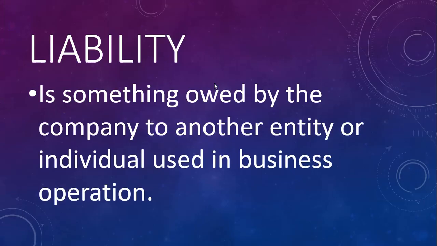Okay, so the next terminology that I want to discuss is about liability. Liability is something owed by the company to another entity or individual used in business operation. So the key word here is you owe. It's something owed. When something is owed, that means you take possession of something and you didn't pay for it at that time, right? But of course, you promise to pay it in future.